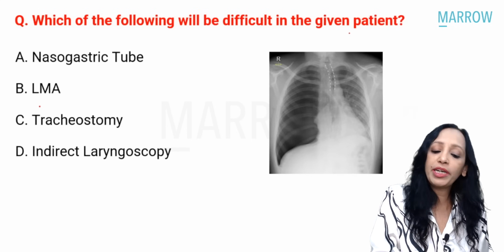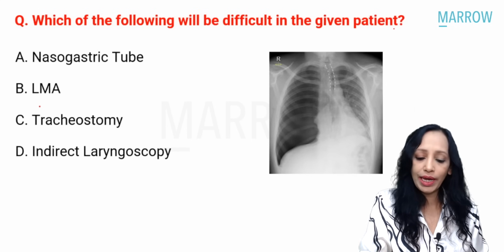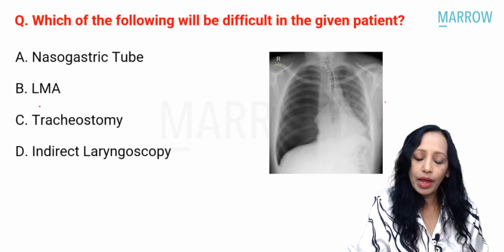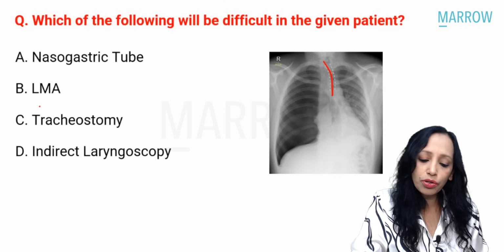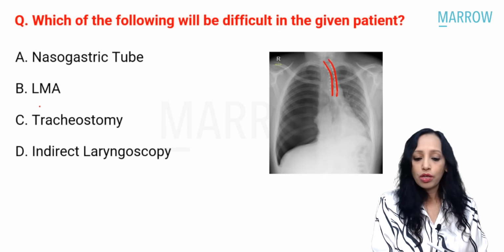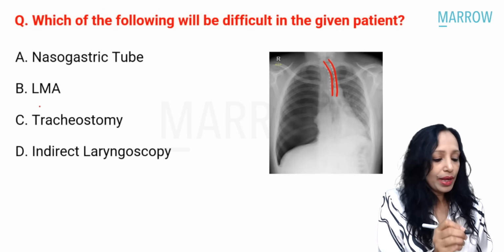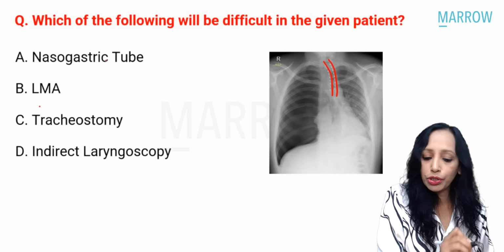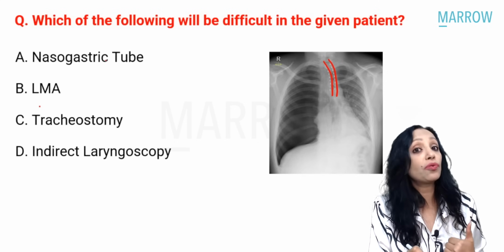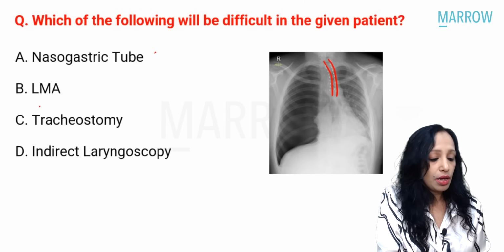Which of the following will be difficult in the given patient? Here we can see an X-ray AP view where we can see that the trachea is grossly deviated. So what will be difficult? Let us see the choices. Nasogastric tube. A nasogastric tube is passed into the esophagus. Why should that be difficult?